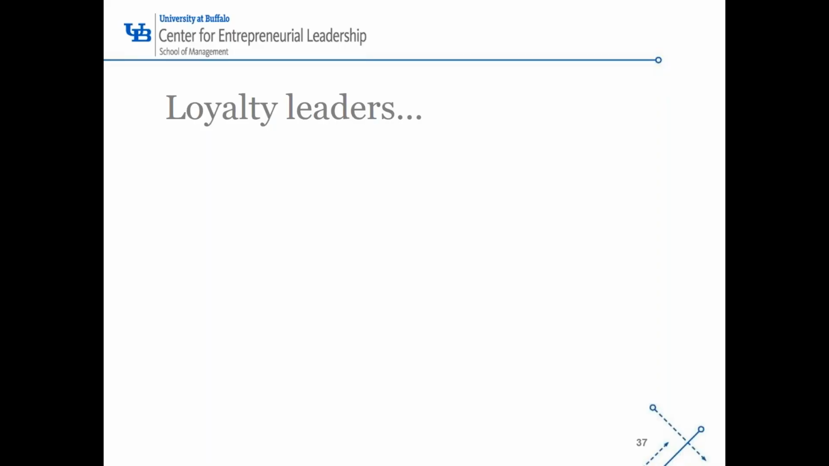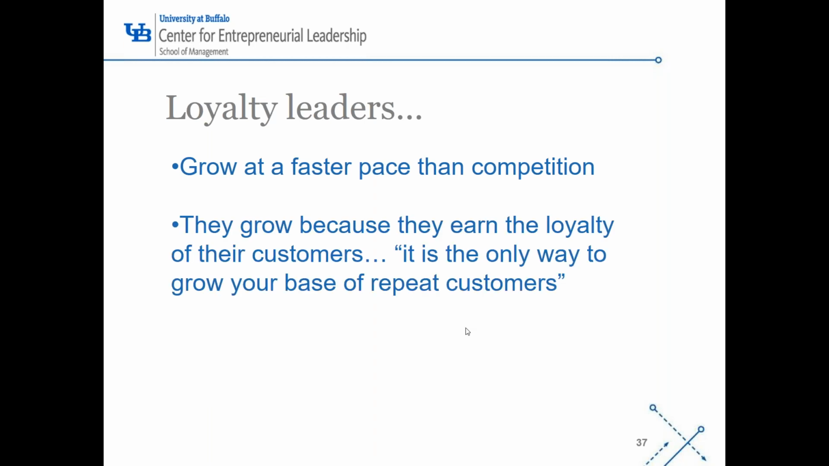And here's what we know about loyalty leaders. They grow at a faster pace than the competition that's out there. They grow because they earn the loyalty of their customers. And some would say it's the only way to grow your base of repeat customers is to grow it through a loyalty process. And loyal customers become promoters. So remember, you want to be a loyalty leader if you have the chance to do that. So let's look at a few loyalty leaders, and it might help you better understand this concept.